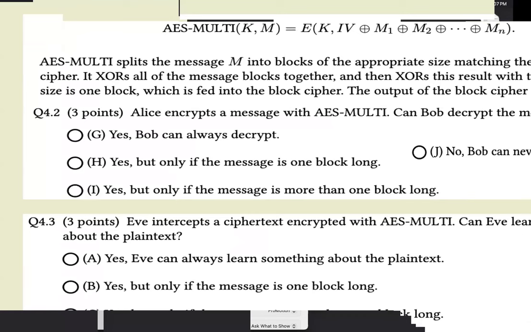Knowing that IV and IV XOR with all the messages. Do you want to answer the chat question actually? So why can't the IVs be the size of the plain text? Oh, you mean like the entire plain text? Because it's already broken up into blocks. Yeah, because the message is broken into blocks and the IV is the size of one block. I don't know if it answered your question, Anand.